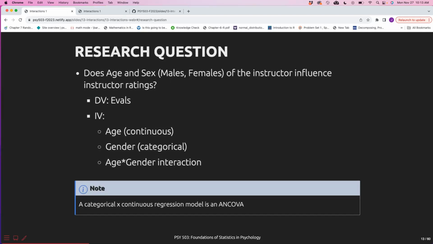So the DV is going to be evaluations. And then the IV we're going to look at is age, which is continuous. We're going to look at gender, which is categorical. And then we're going to look at the interaction between age and gender. And as a note here, in the literature, you might see ANCOVA, analysis of covariance. I don't know if you guys have seen that in the literature. This is basically an ANCOVA that we're doing here. But again, we're doing it within a regression framework, and I think it's a lot easier. We don't have to use a special ANCOVA function, and we don't have to use a whole bunch of other assumptions. We can just continue using the regression framework that we've been using here. But this is synonymous with an ANCOVA.